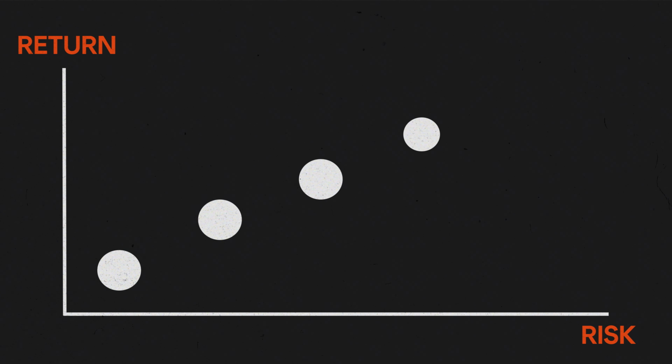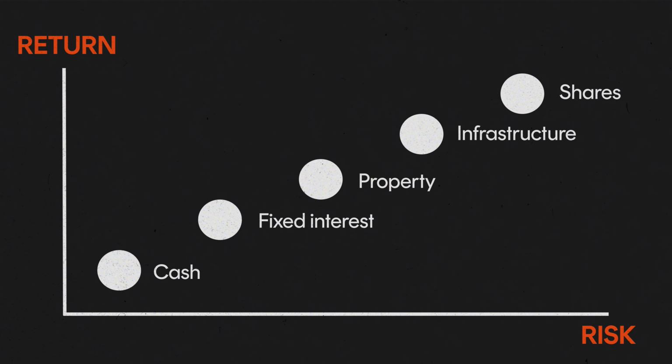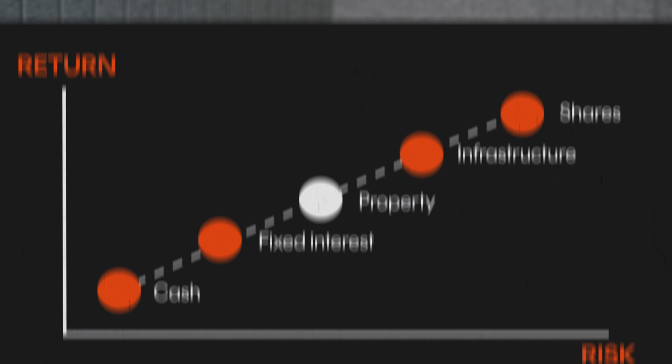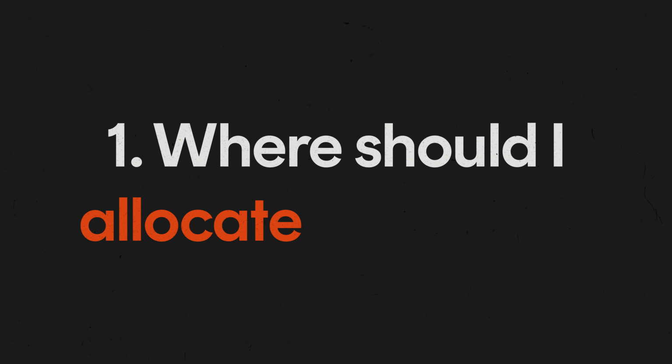Your portfolio can be constructed from any number of these asset classes. These include stable investments like cash and bonds, to more volatile investments like shares and infrastructure. In general, the more expected risk you take in an investment, the greater the potential return. Here are 5 key questions to ask yourself when building a portfolio. Number 1, where should I allocate my funds?